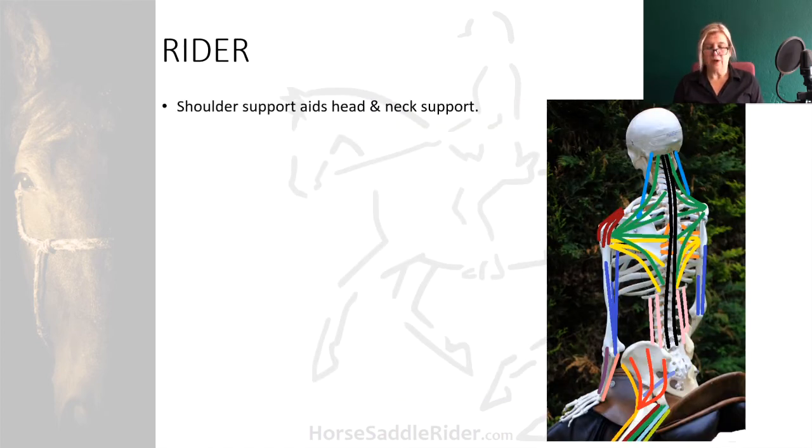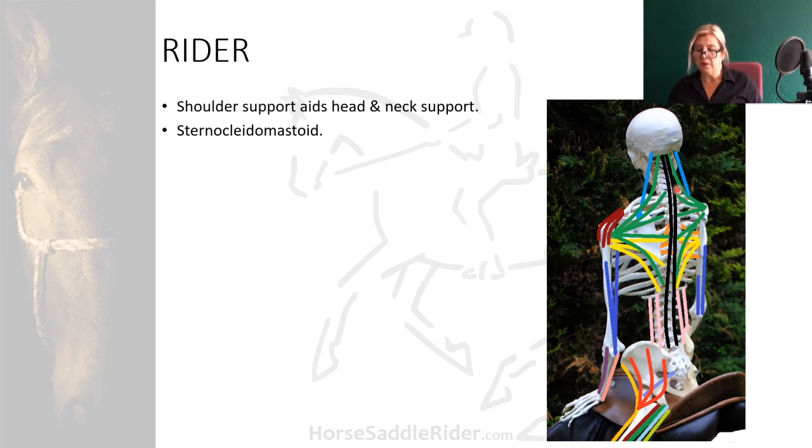Finally, with regard to the rider that is stacked over the horse's back, the shoulder girdle aids head and neck support. And it can impact on the positioning of the pelvis in the saddle. So a rider crooked or weak through the shoulder girdle will alter their position of their pelvis in the saddle, perhaps with too much rotation, for example, on one side compared with the other.